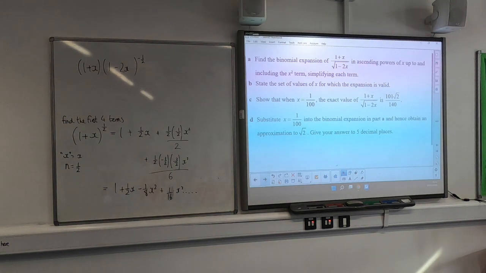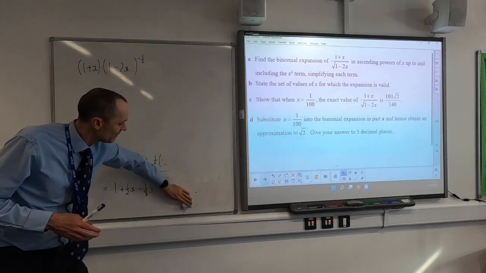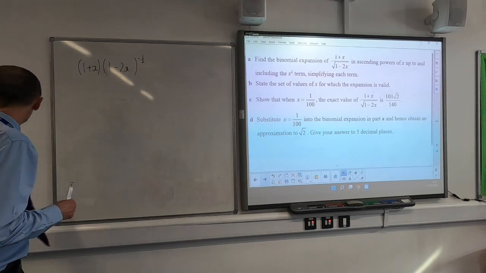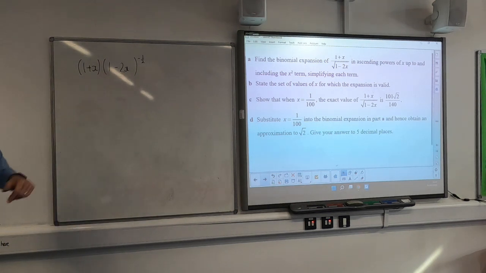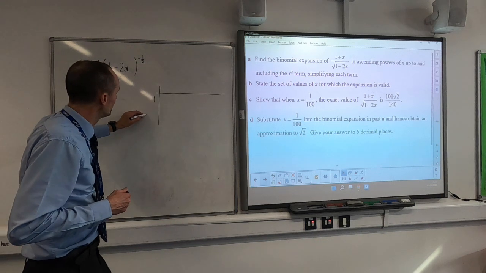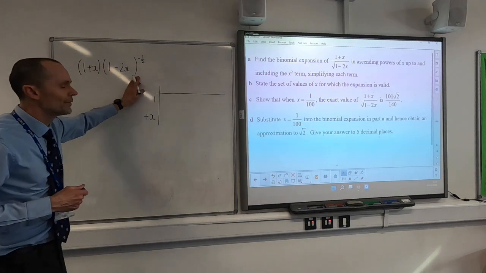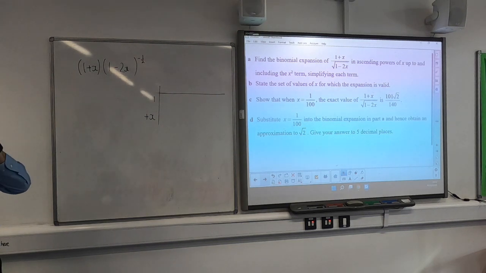The other one uses partial fractions. We've got one of those in just a minute. So what we've got here is something which isn't a binomial multiplied by something which is a binomial. So I need to do some gridding out. I need to multiply this by whatever this is. And of course this, if we use the binomial, will be something that goes on forever.